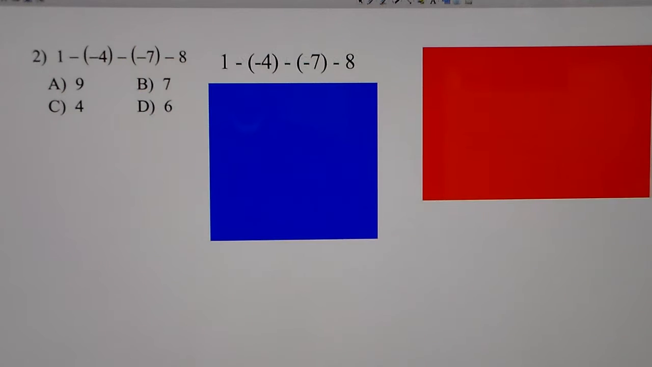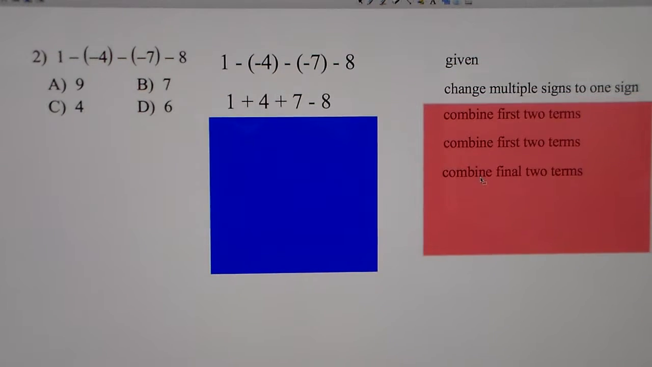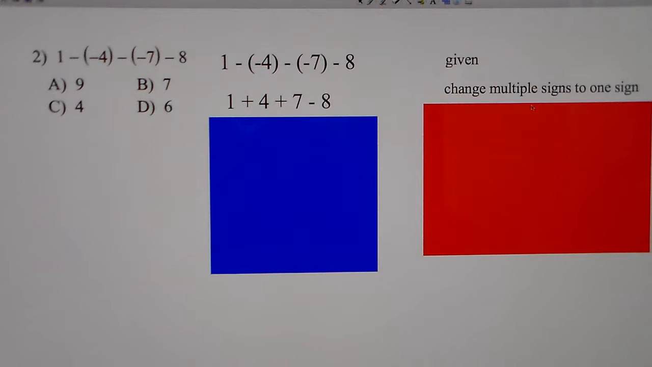Next up is problem number 2. Problem number 2 is the same story. First, get rid of all your double signs here. 1 minus a -4, minus a -7, minus 8. Two negatives you know make a positive. So I made a positive here. These two negatives make a positive there. Carry down the -8. So given, and that first step we did was change multiple signs to one sign.